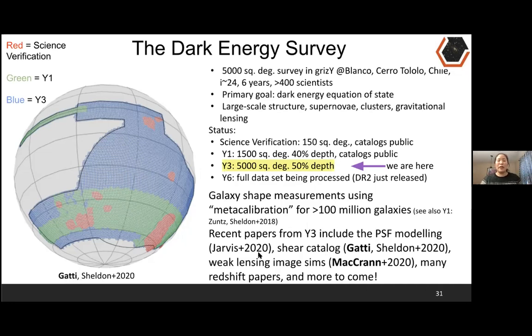And then there are several important papers, but specific to the shape measurement, there are these two other papers, including the PSF modeling, so that's Jarvis et al. 2020, and also McCrann et al. 2020. And there are many more to come. The actual results, the cosmology constraints, have not yet been released.